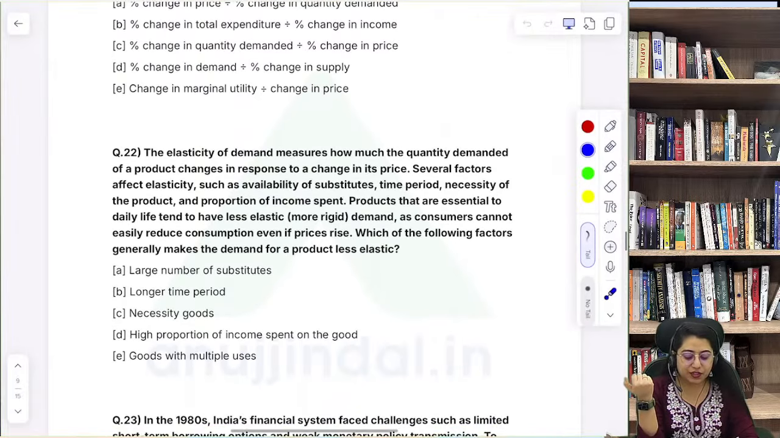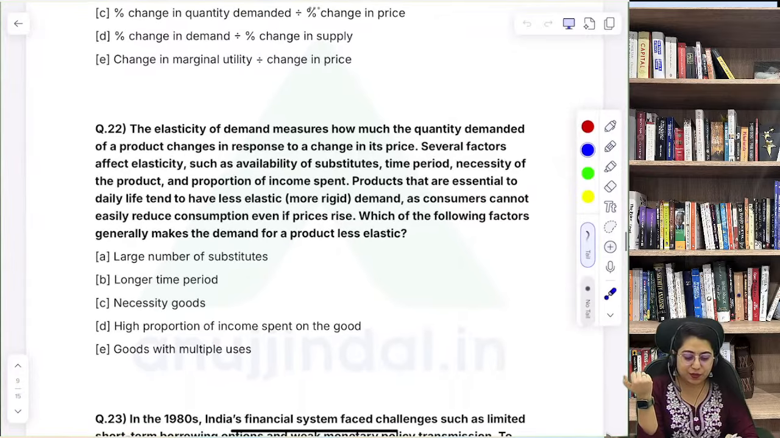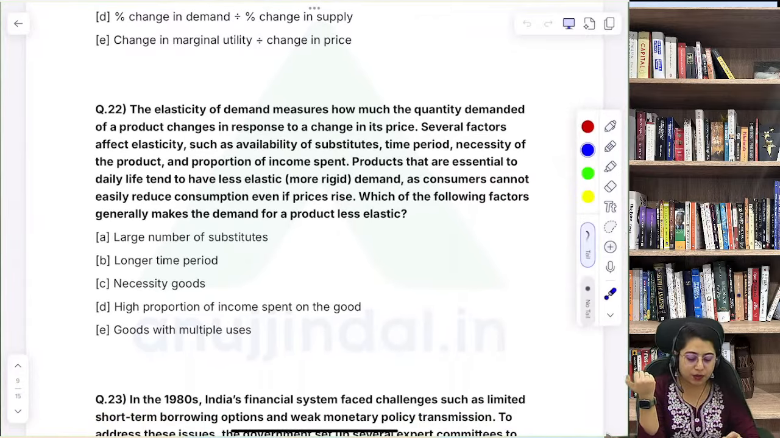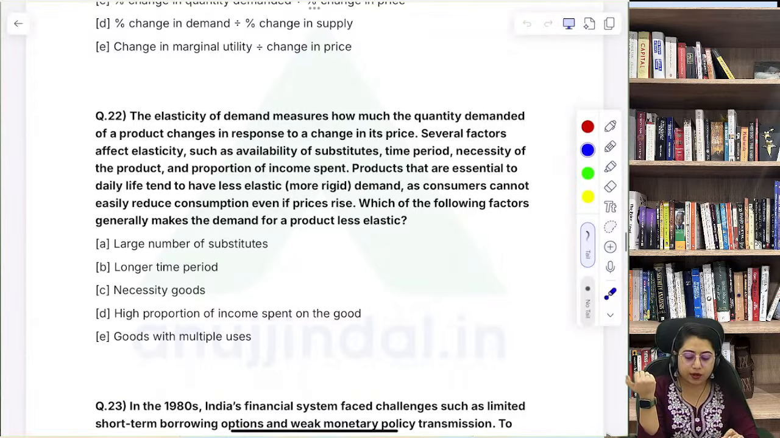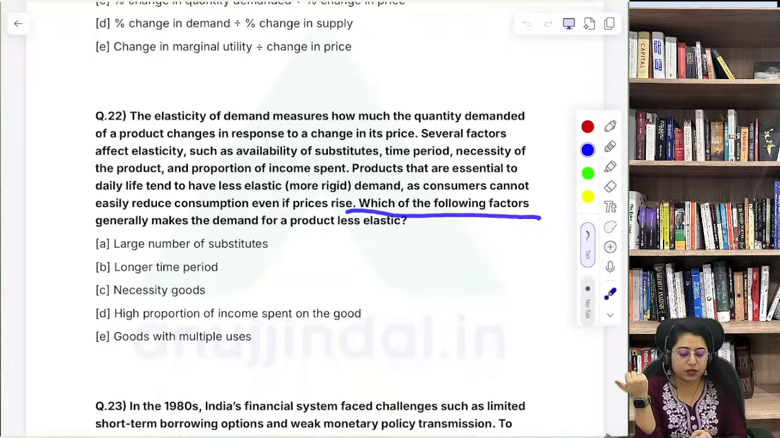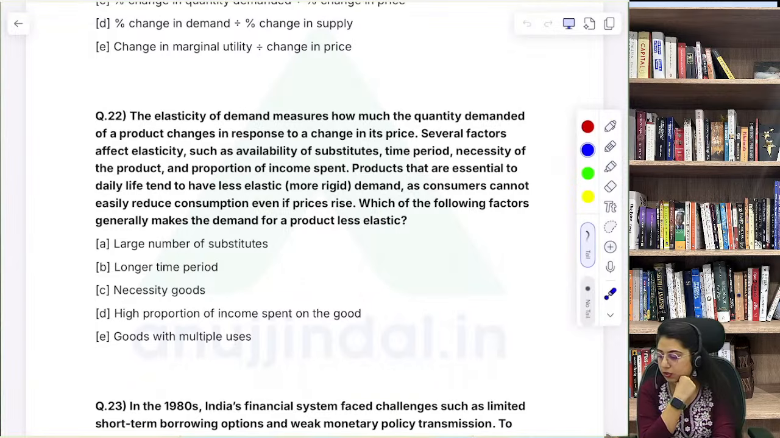Moving on to the question number 22. The elasticity of demand measures how the quantity demanded of a product changes in response to a change in the price. Which of the following factors generally make the demand for a product less elastic? What do you think is the right answer over here? Question number 22.